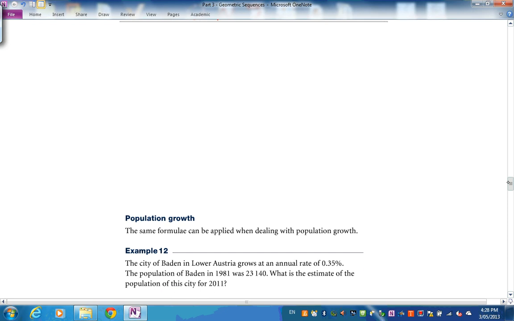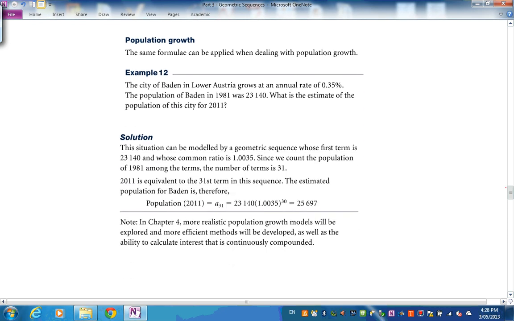Okay, come down now and let's look at population growth. Of course, this is starting to overlap significantly with exponential functions because they are the same sort of thing, of course. So here we are. The city of Baden in Lower Austria grows at an annual rate of 35%. If the population of Baden was 23,140 in 1981, what would it be for 2011?